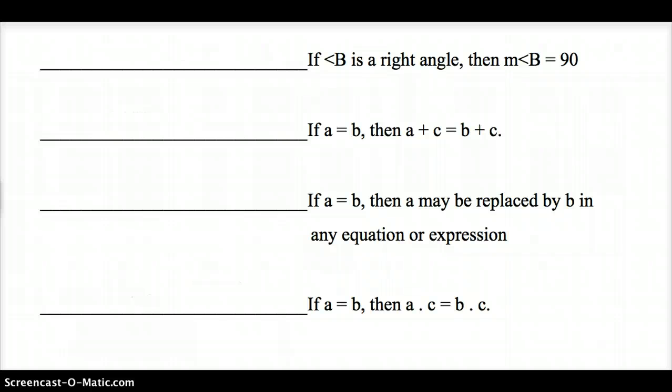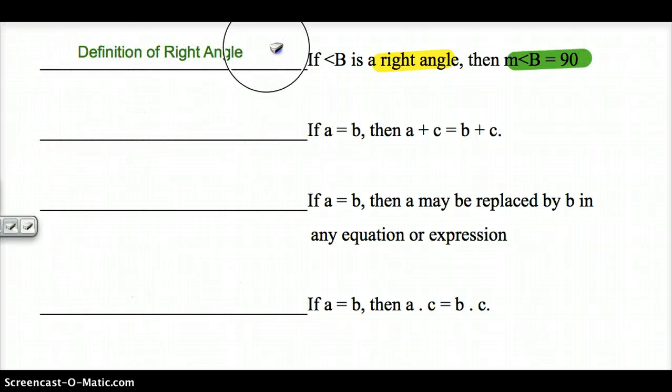Let's take a look at our next one. If angle B is a right angle, then the measure of angle B equals 90. If I have a right angle, then what lets me say it's 90 degrees? You're right. That's the definition of a right angle. Right angle means 90-degree angle.